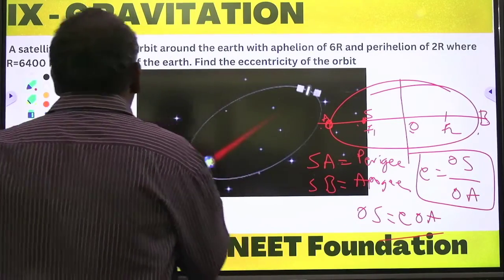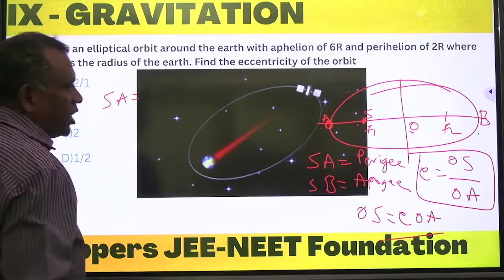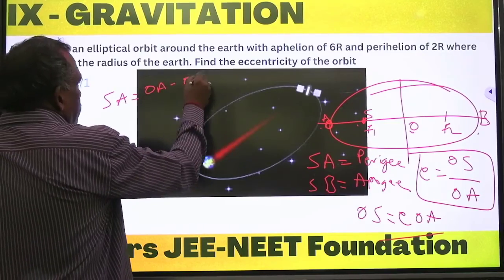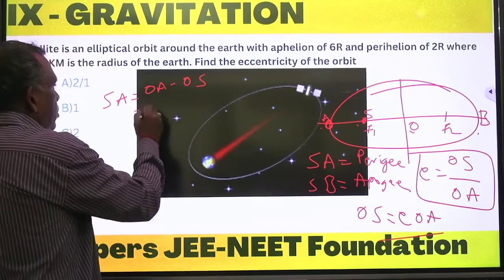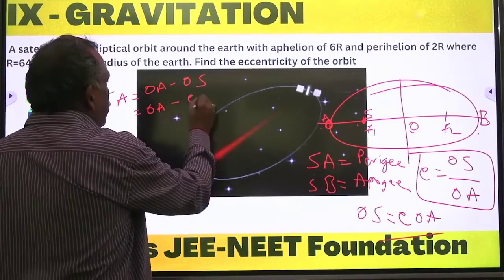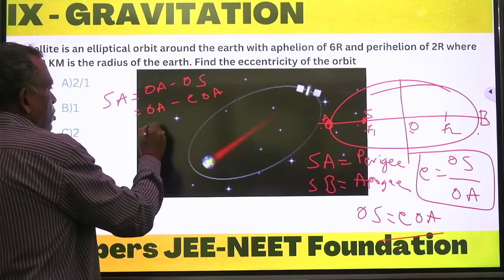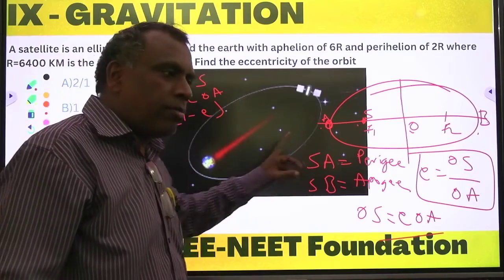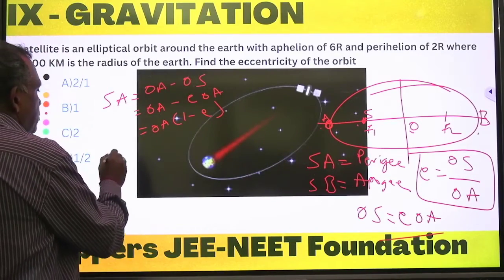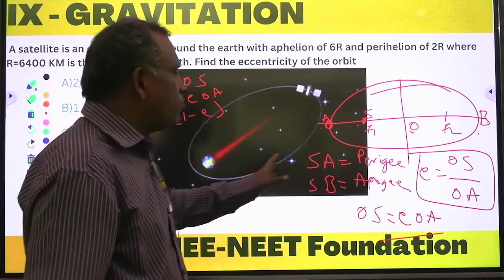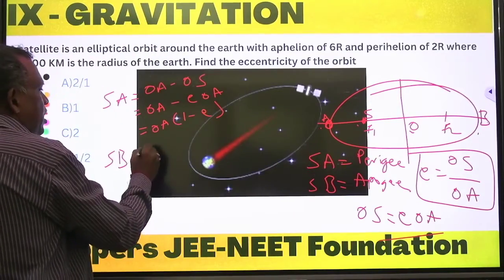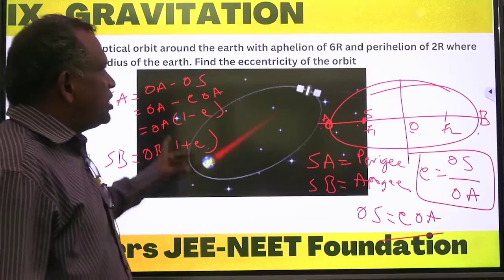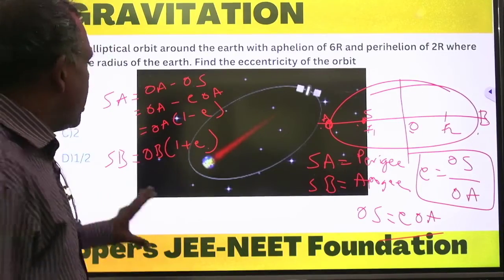So SA is nothing but OA minus OS. OA minus OS is EOA, so SA is OA into 1 minus E. Similarly, if you find SB, you get OA into 1 plus E. So now SA and SB are given.